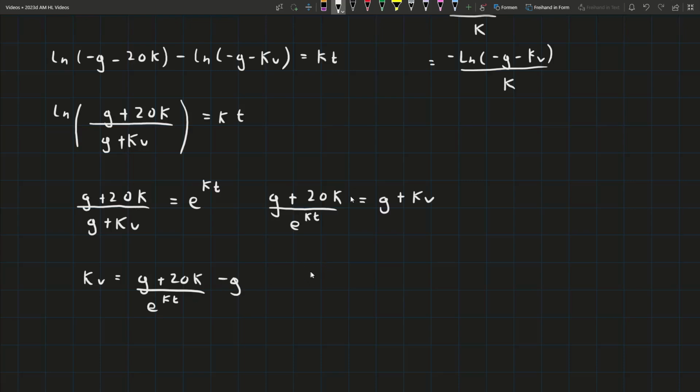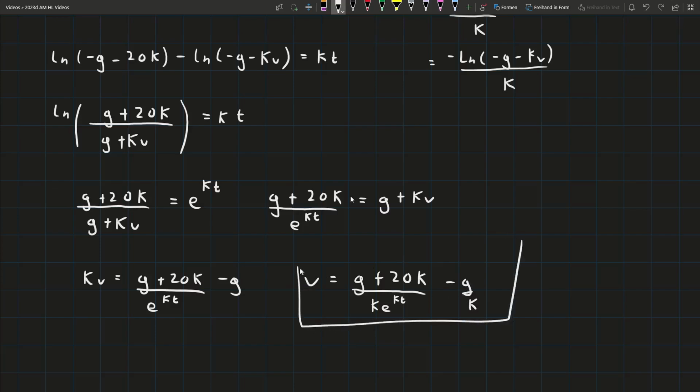Finally, divide by k on both sides, and what we get, I guess you could combine these into the one fraction if you want, but you don't necessarily have to. Look at that, v equals g plus 20k over ke to the kt, minus g over k. And that's one way we can write it. It doesn't really matter. As long as it simplifies out to that, it's okay.